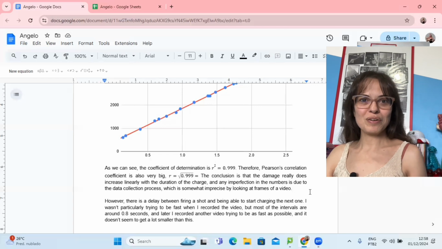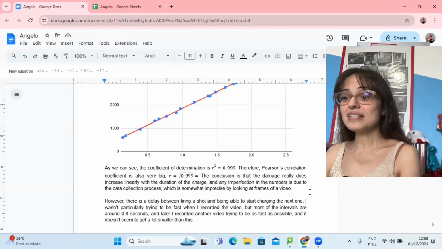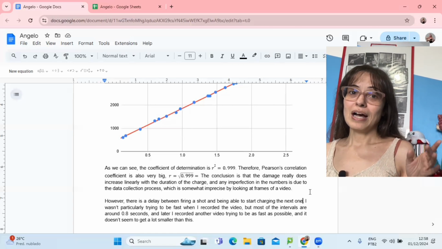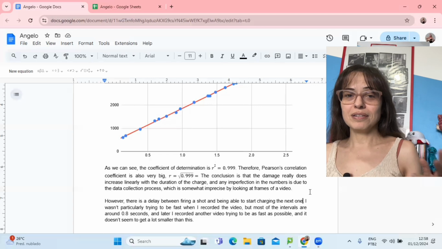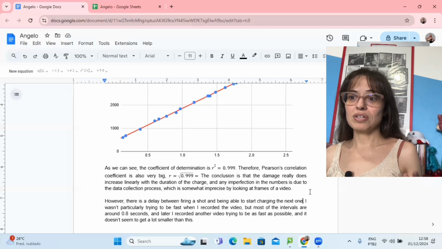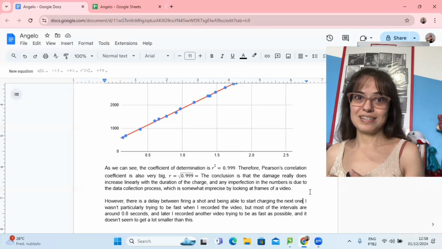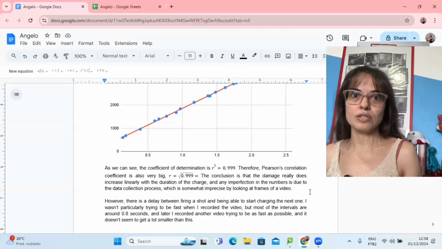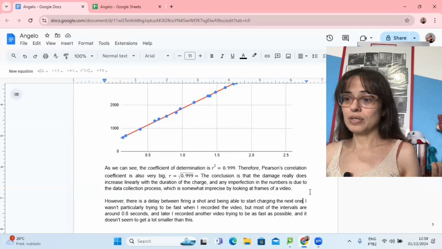Let's keep reading what I've already written here. However, there is a delay between firing a shot and being able to start charging the next one. Here, this is about the game. Remember, I told you, don't explain the game too much. Explain only the things that are relevant. And this is going to be relevant because if you play Angelo in Brawl Stars, you can't just fire continuously. You know that. There's a delay, you know? And I want to take that into account in my calculation.